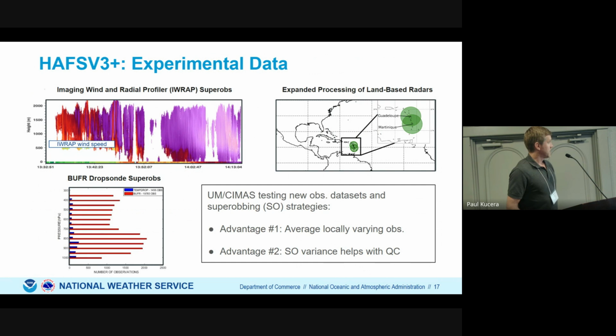University of Miami is also looking at some experimental data. They're assimilating IRAP wind profiles, the super obs. Zorana talked a lot about IRAP a few days ago. This is being tested in terms of assimilation in HAFS. They're also looking at expanding the assimilation of ground-based radars, for example, these radars down in the Lesser Antilles.